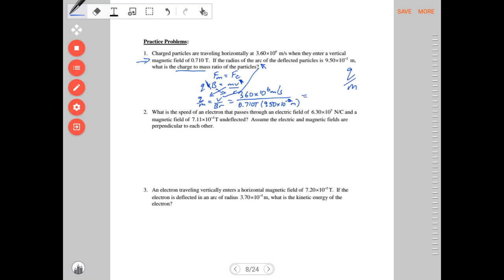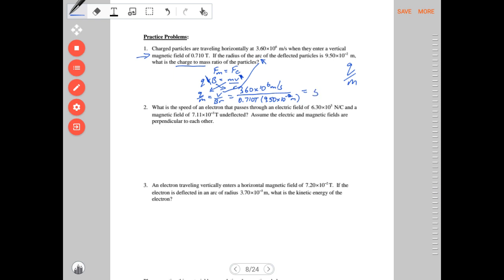Anyways, when we figure these out, it works out to 5.34 times 10 to the 7 coulombs per kilogram. So definitely not the electron, but that's okay.